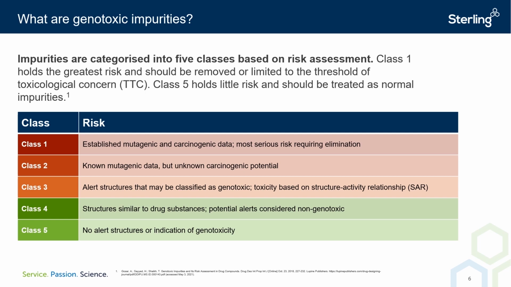Class 5 holds the lowest risk potential, with nothing to indicate genotoxicity. These should be treated as typical impurities that can arise in drug products. You'll notice that some of these classifications are informed by alerting molecular structures that may indicate genotoxicity. We'll take a closer look at such structures later on.